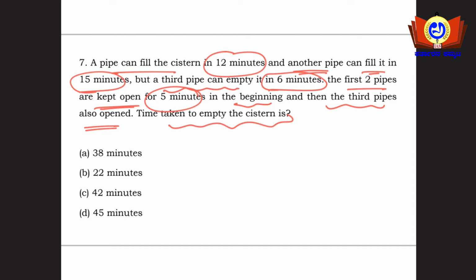So here two pipes are doing the positive work and one pipe is doing negative work. In the first instance we will get to know by reading the question that two pipes are doing positive work and one pipe is doing negative work. But the time difference here is, the first two pipes which are doing positive work are kept open for 5 minutes, then the pipe which is doing negative work is opened here. Okay, so then what is the time taken to empty the cistern? 38, 22, 42 and 45 are the options. I'll be solving it on the next page here.